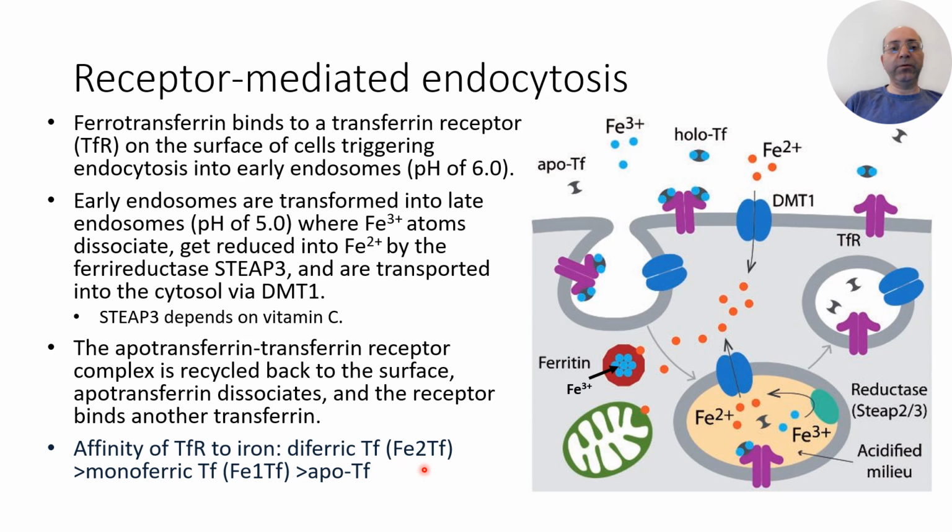يعني Fe2 represents the two iron molecules أو atoms bound للترانسفيرين. الافينيتي is higher للدايفيريك transferrin، أكثر من المونوفيريك transferrin وأكثر من طبعا الأيبو transferrin اللي هو ما فيهوش أي iron bound to it.